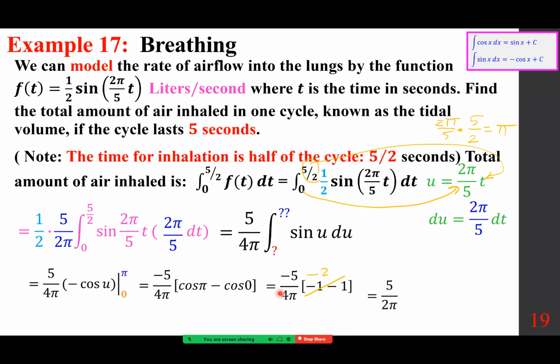So 5 over 2 pi precisely, roughly 0.796. We make it 0.80. And if you go back to the units, liters per second, so this must be in liters. As far as the number of decimals, class, you always go with the exact answer. Then when they mention the number of decimals, you use that.